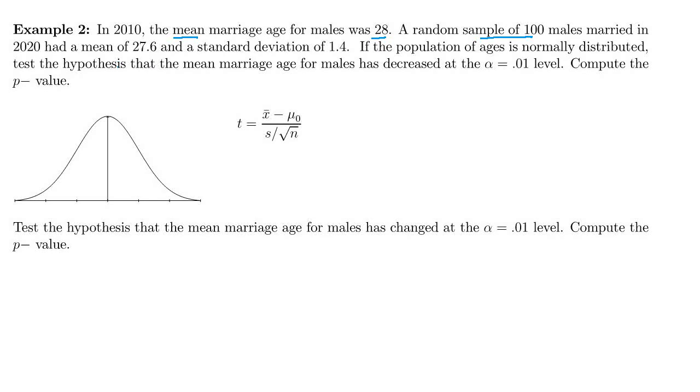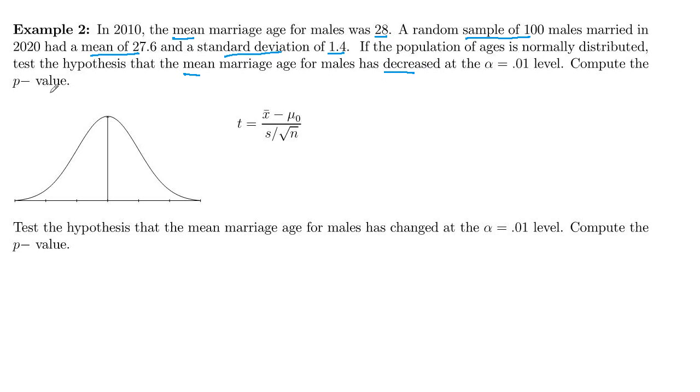So let's do another example of p-value here. So this time with the mean, in example 2 here, in 2010, the mean marriage age for males was 28. A random sample of 100 males married in 2020 had a mean of 27.6 and a standard deviation of 1.4. Population of ages is normally distributed.